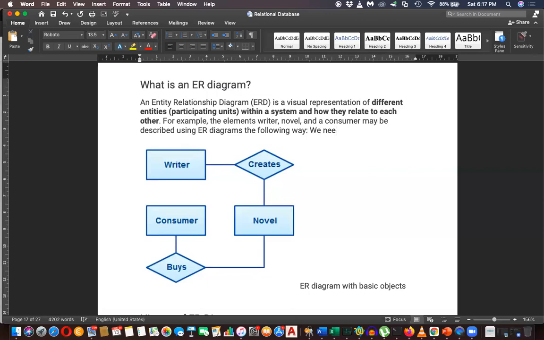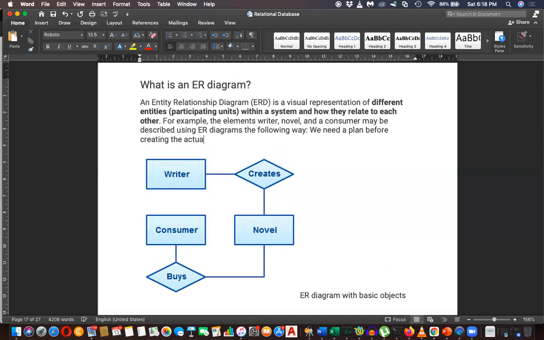So why is this done? We need a plan before creating the actual database. That's why we need ER diagrams, because we need a plan before creating the actual database.